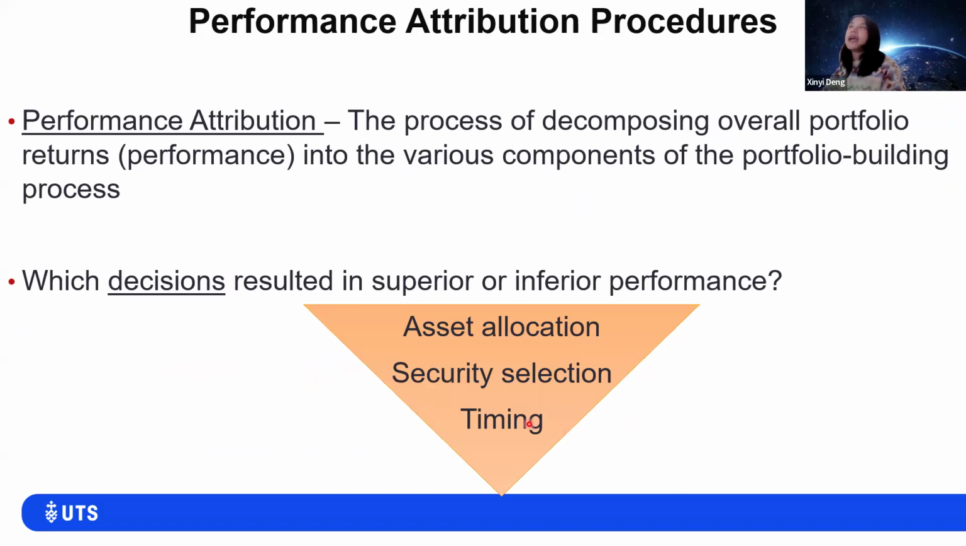Now let's take a look at the performance attribution procedures. Here, it's a method that decomposes the portfolio performance into different components of the portfolio building process. More specifically, this particular method only focuses on asset allocation and security selection. Of course, timing can also contribute to superior or inferior performance as well. But for this performance attribution procedure, we only focus on the first two.